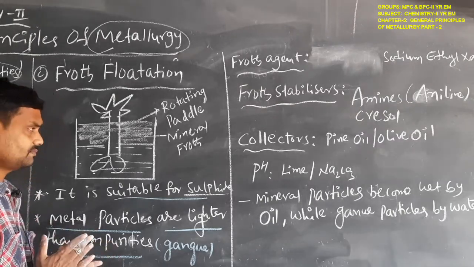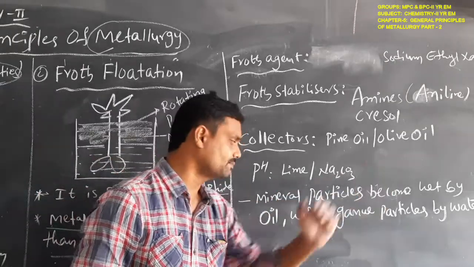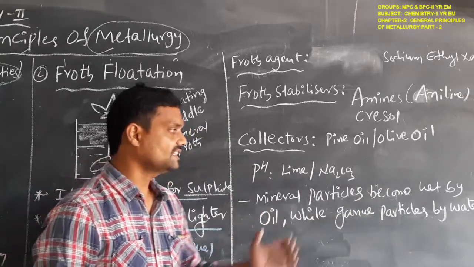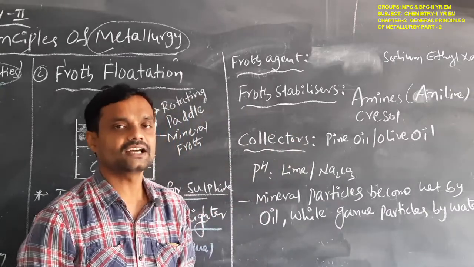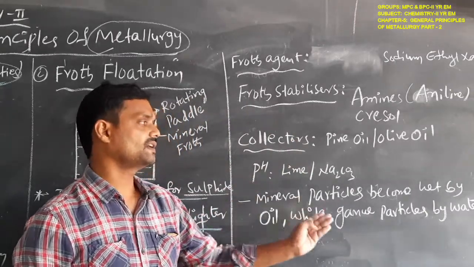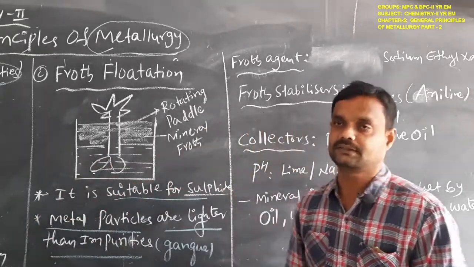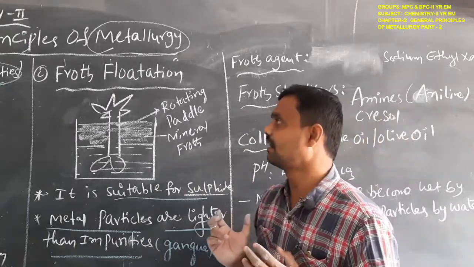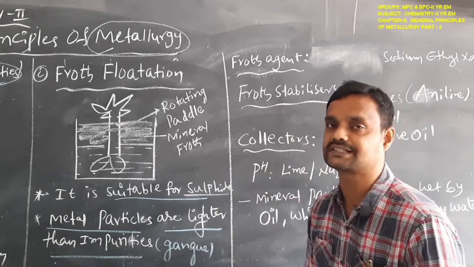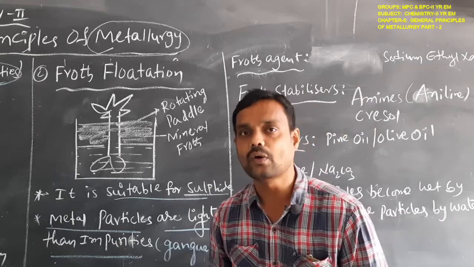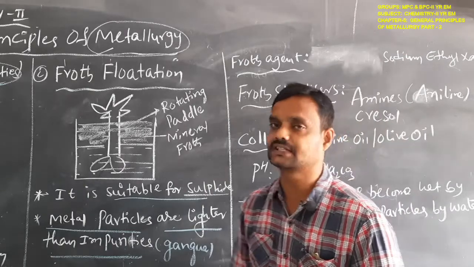So after rotating the rotating paddle, the mineral particles become wetted by oil, while the gangue particles are wetted by the water. This is the final conclusion. What is that? Mineral particles become wetted by the oil, while gangue particles are wetted by the water. So this is the froth flotation process. It is used for increasing the ore percentage, that is, concentration of ore. So in the concentration of ore, the third method is the froth flotation method.